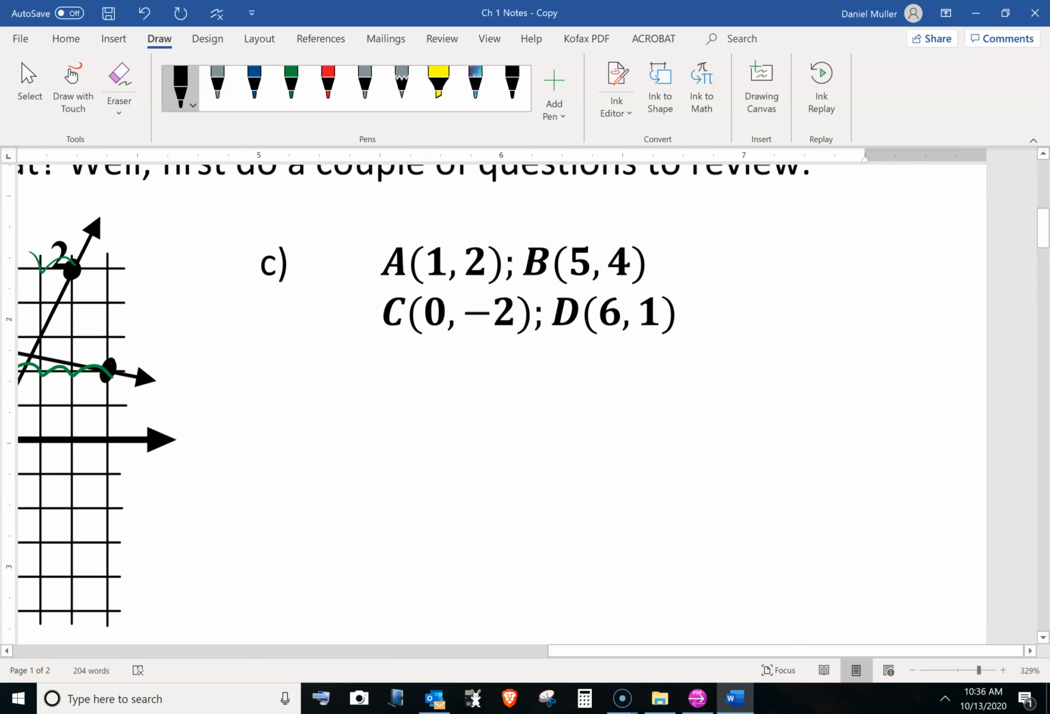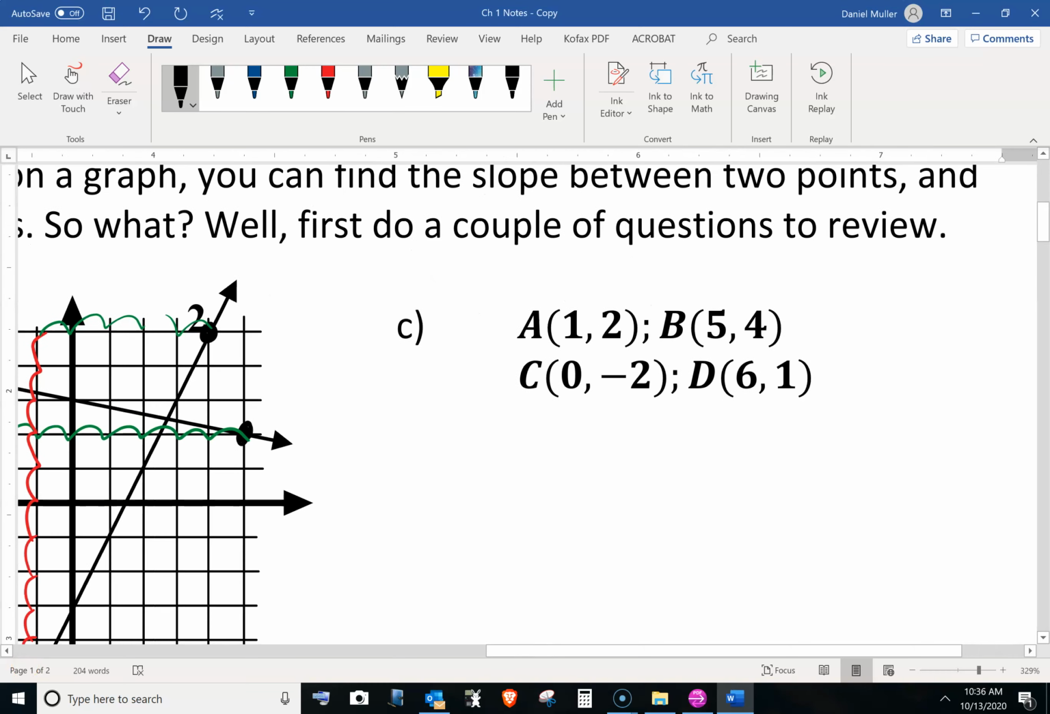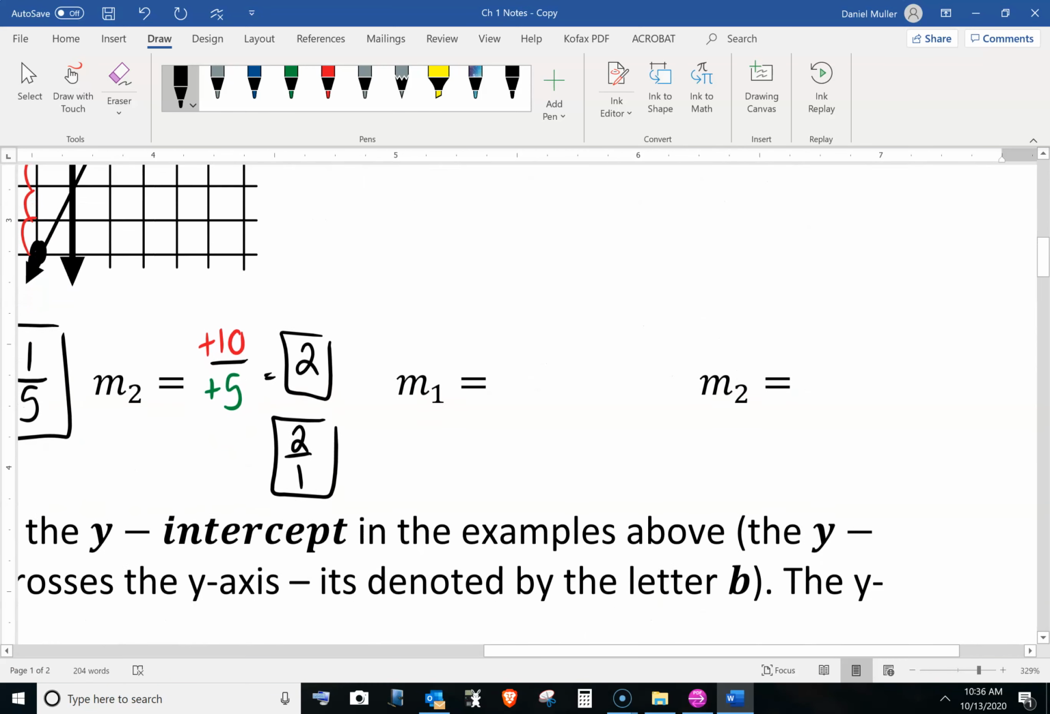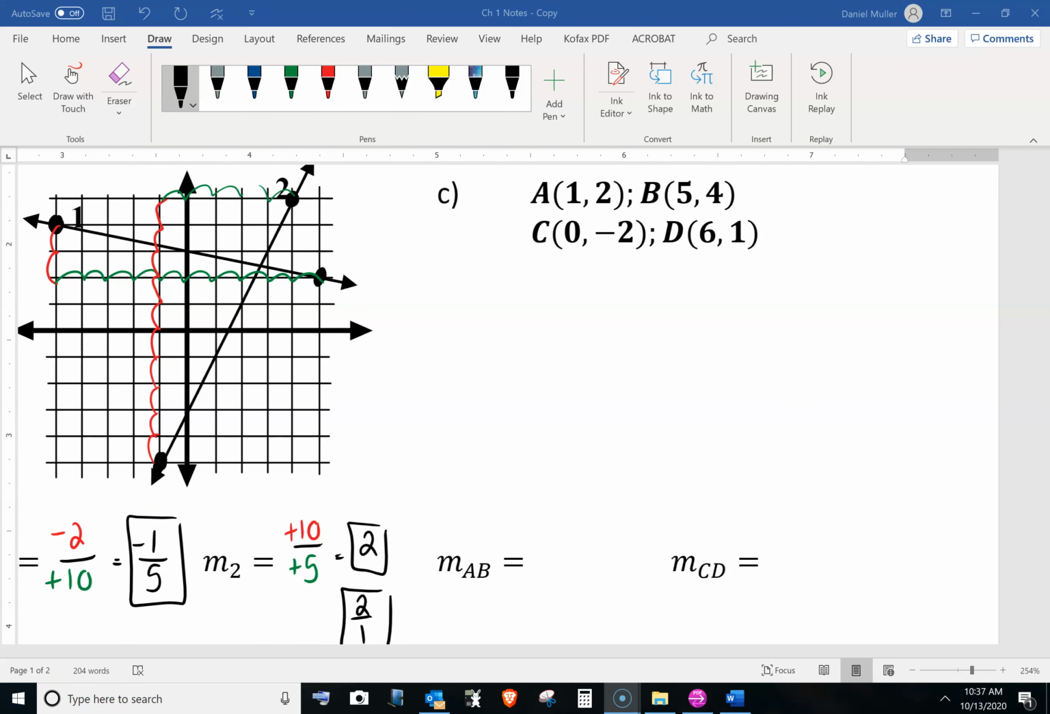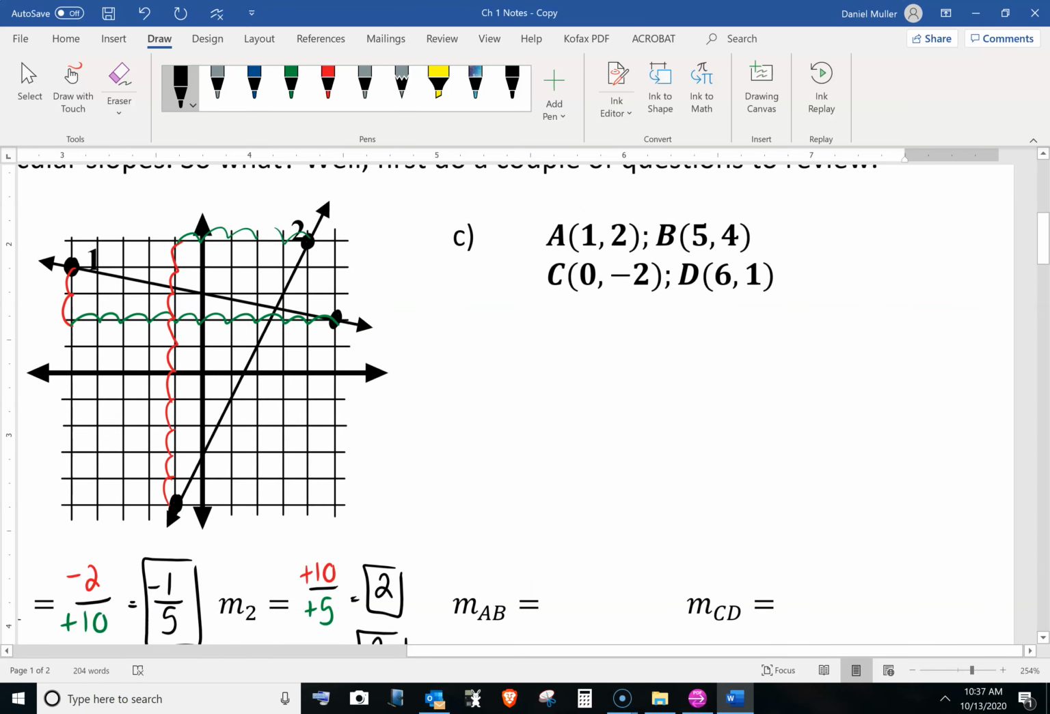This one here is now asking us to find the slope of a couple lines. We want to find slope 1. I guess this should maybe say AB, so I've just changed it here, slope of AB. And in order to do that, we're going to need the formula.